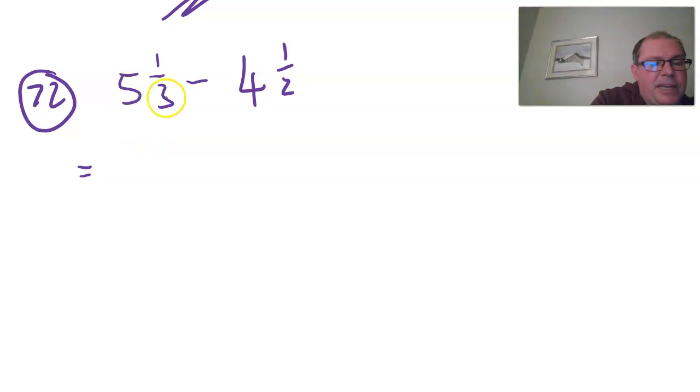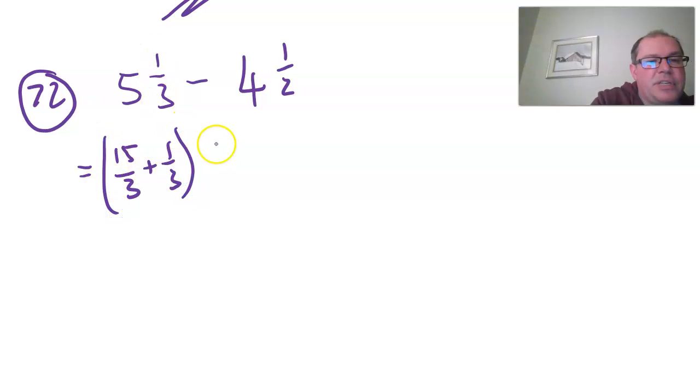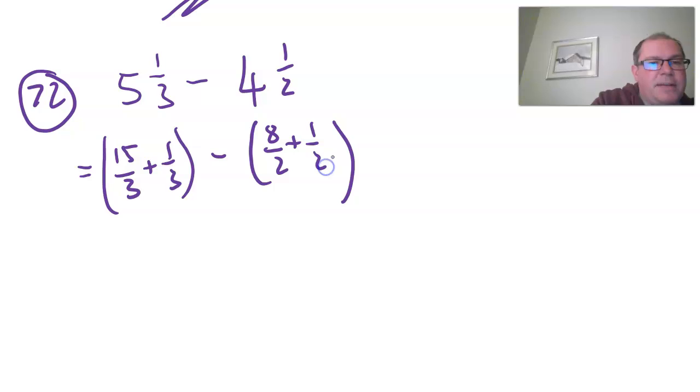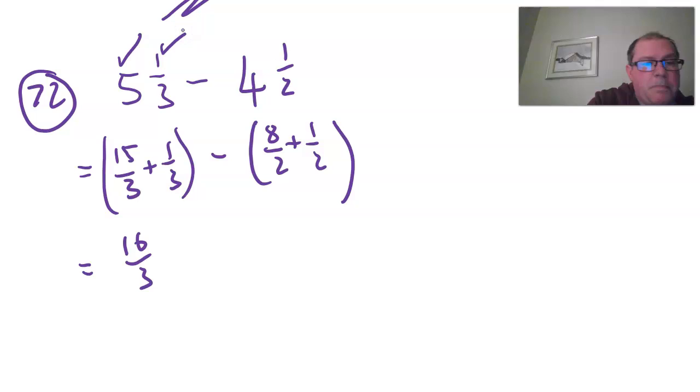So 5, if I'm counting in thirds, is 15 over 3, isn't it? 15 divided by 3 is 5. So here I've got 15 thirds plus 1/3. That's what the 5 1/3 here is. Minus 4, written as halves, is 8 halves. So I've got 8 halves and I've got another half there. So 5 1/3 is the same as 16 thirds. You can check you've got it right. 3 into 16 goes 5 times, remainder 1. So you know you've got it right. Minus 4 1/2 is the same as 9 over 2. And you know you've got that right because 9 over 2 is 4.5, 4 1/2. So you can see it's got it right.